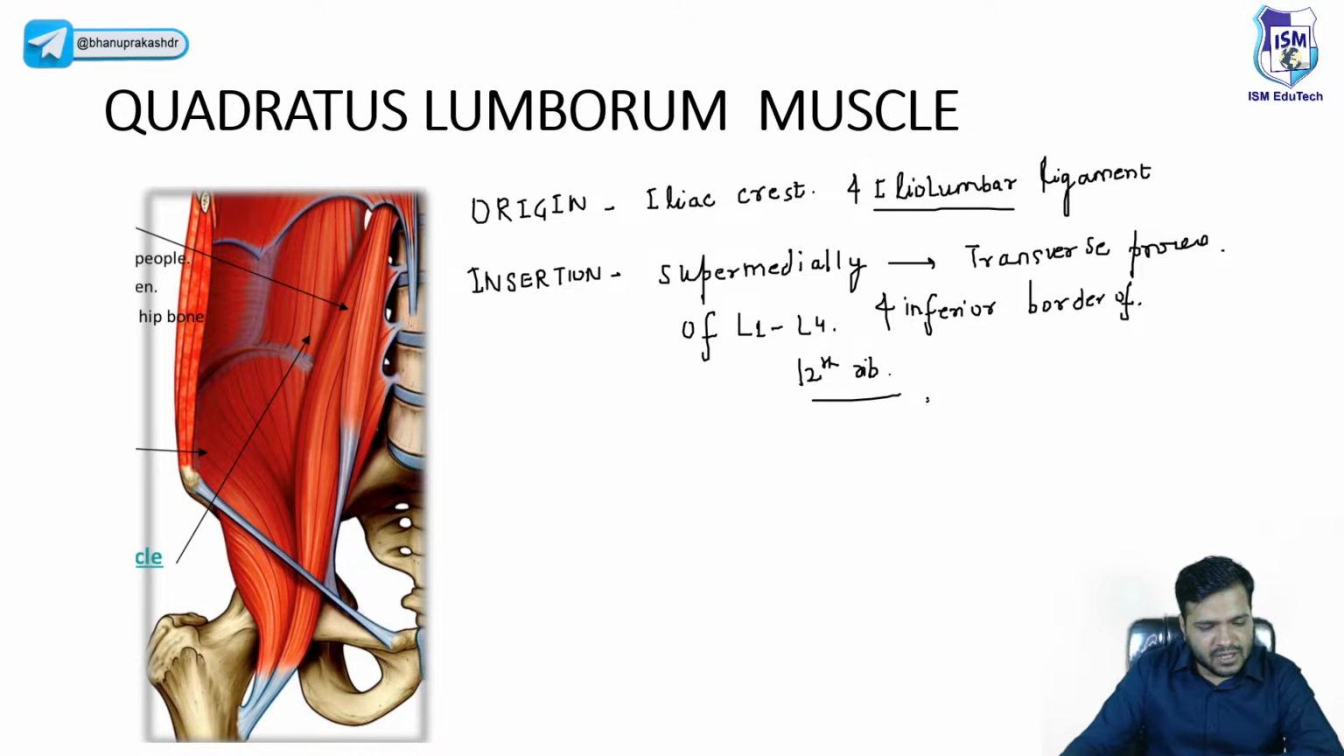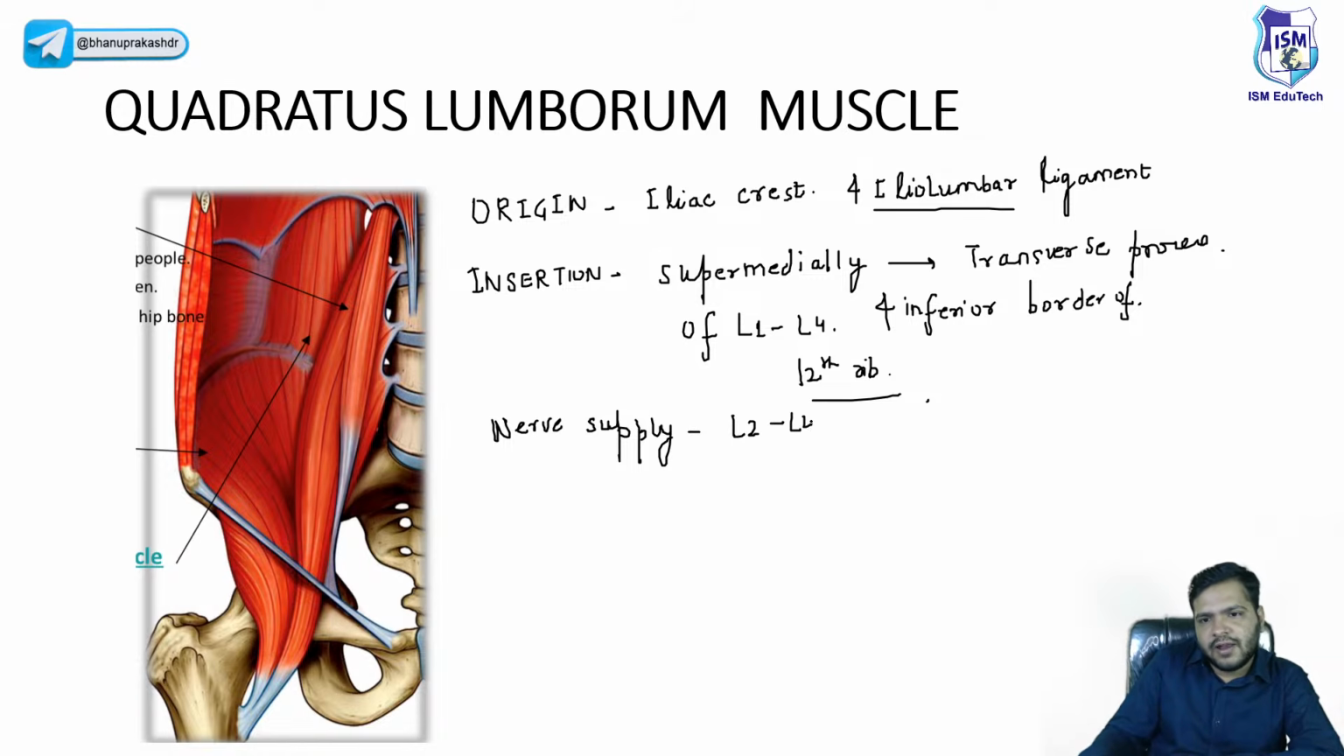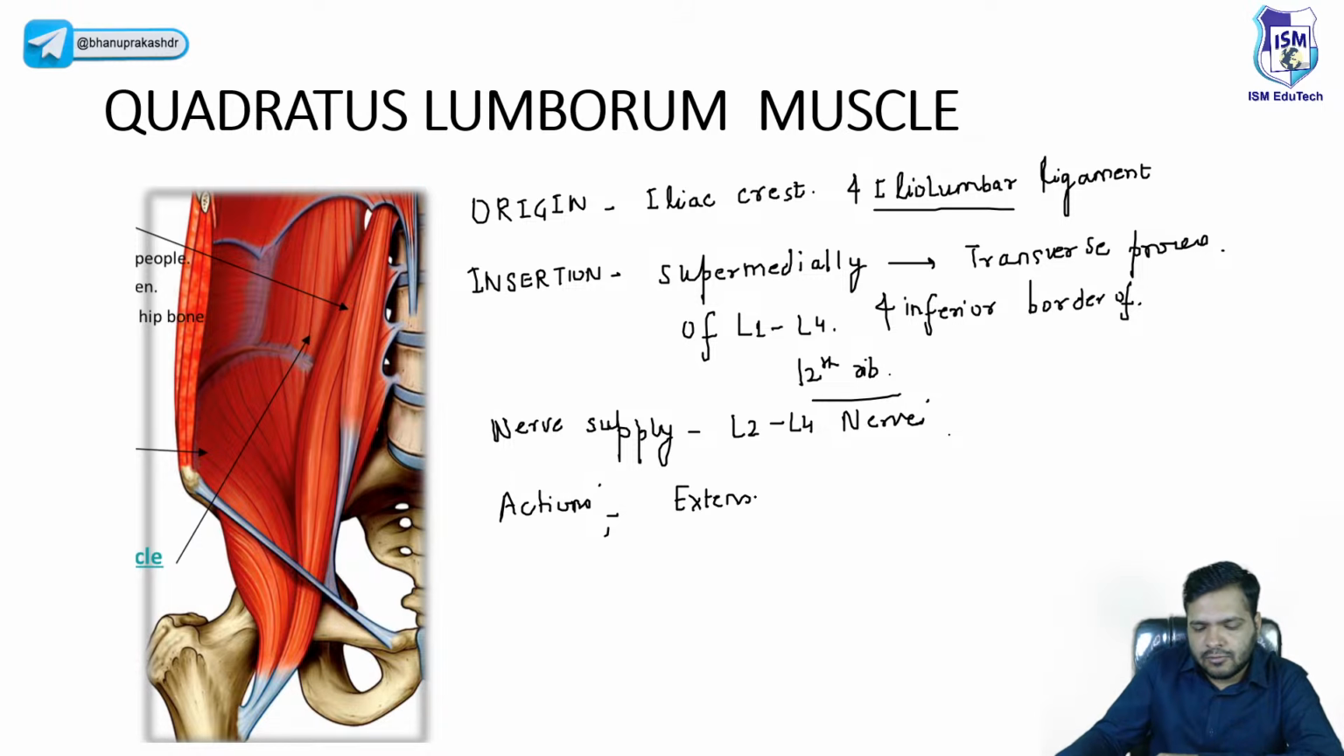Which part of the hip bone, Anushka? Which part of the hip bone? Hip bone का कौन सा part? ठीक है हिटलर वरुण वेरी गुड वेरी गुड. चलो nerve supply, it is L2 to L4 nerves, okay, and actions, yes, the ilium, yes, very good Anushka, very good, extension and the lateral flexion of the vertebral column.